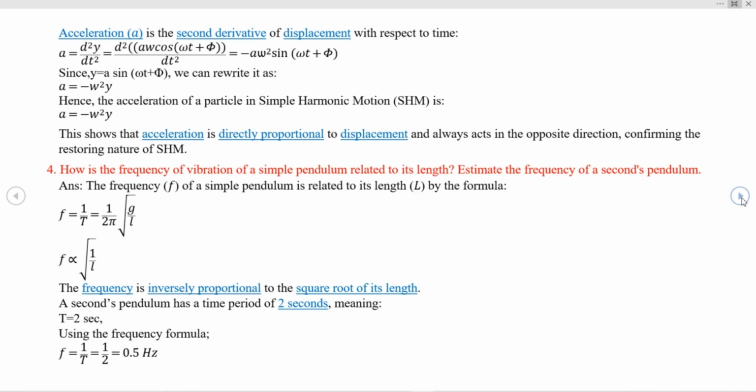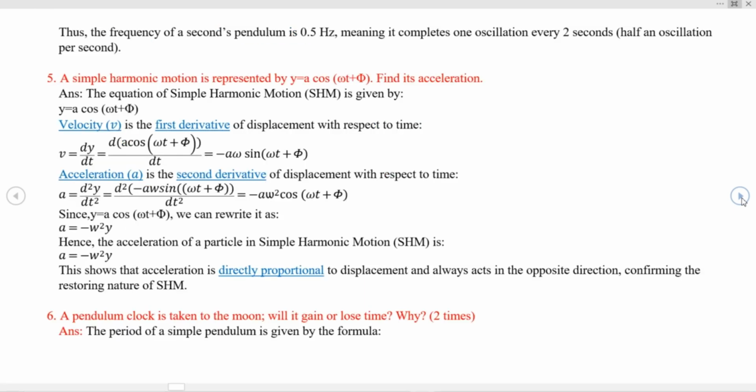A second pendulum has a time period of 2 seconds, meaning that T equals 2 seconds. And using the frequency formula, we have f equals 1 by T, right? So, equals 1 by 2 equals 0.5 Hz. That means the frequency of a second pendulum is 0.5 Hz, meaning it completes one oscillation every 2 seconds, half an oscillation per second.